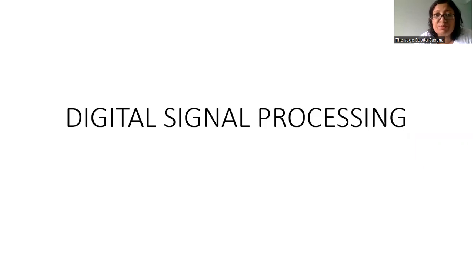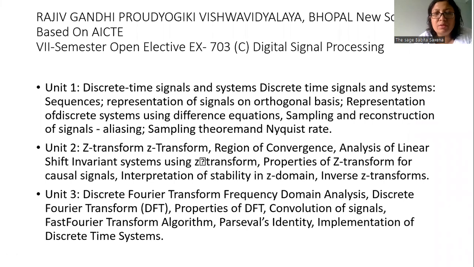Today I am teaching a new subject, digital signal processing. The subject name is digital signal processing, and it's a subject of 7th semester. Its code is 703C. This is the syllabus of the subject.